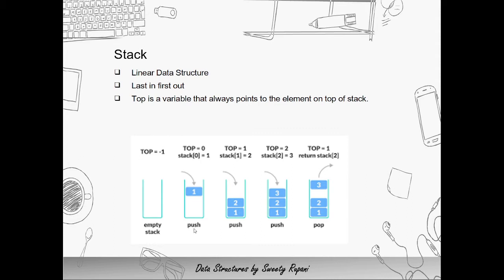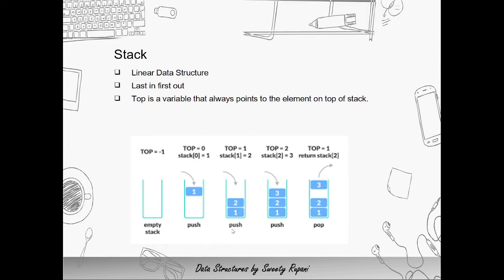Next, we are going for a push operation, pushing a value 1 inside the stack. Before pushing the value onto the stack, we have to increment the top variable by 1. So -1 plus 1 becomes 0, and stack of 0, that is, stack is the array that we have initialized, stack at index 0 holds the value 1.